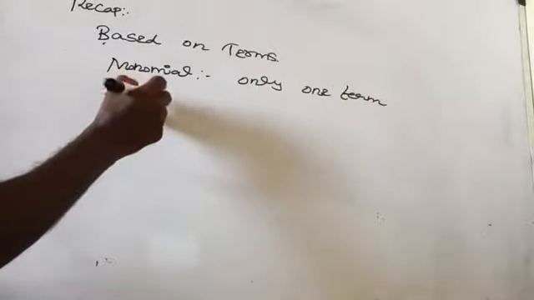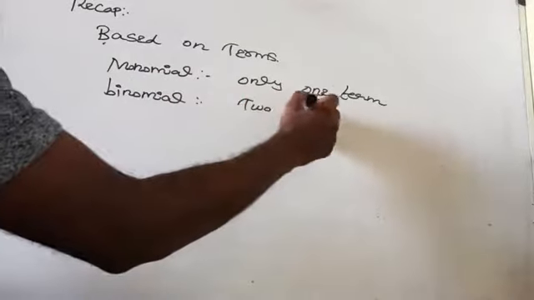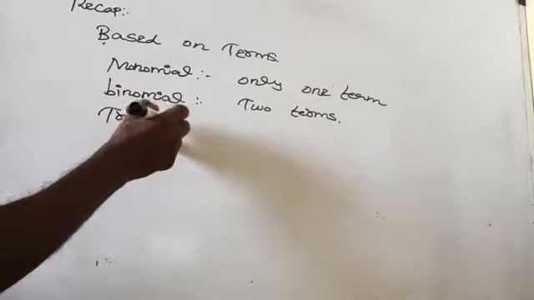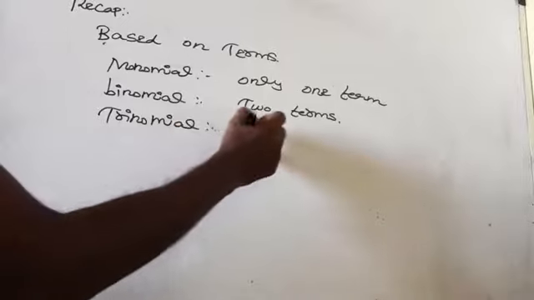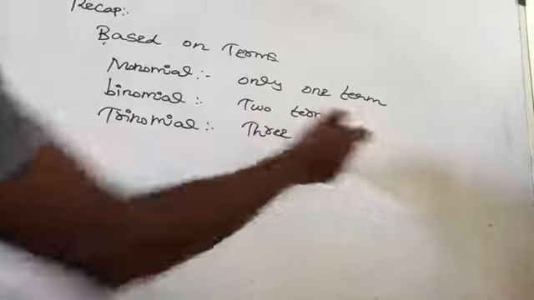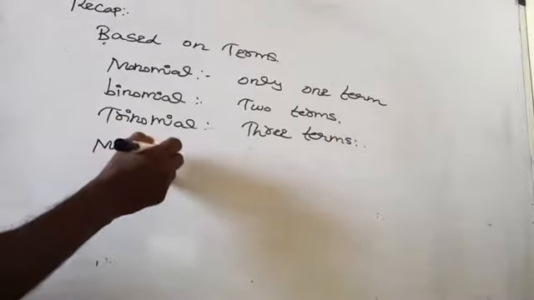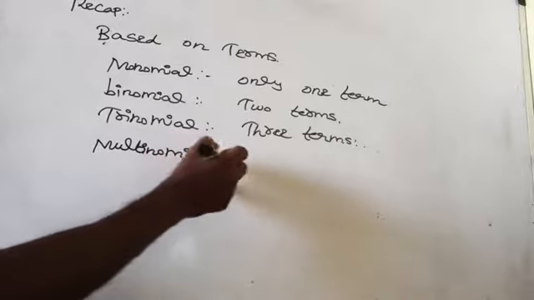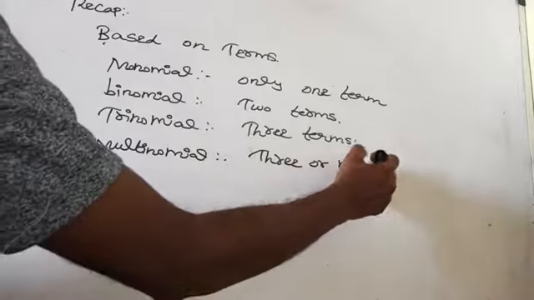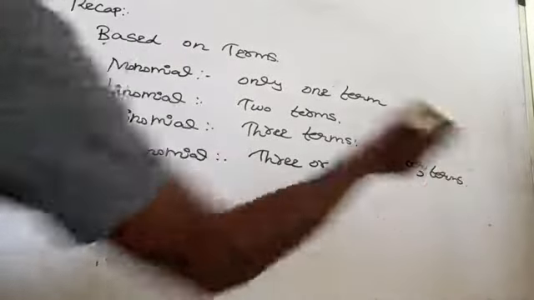If a polynomial contains only two terms, then it is called a binomial. Trinomial. If a polynomial contains only three terms, then it is called a trinomial. If a polynomial contains three or more than three terms, then it is called a multinomial. Am I right here? Yes.